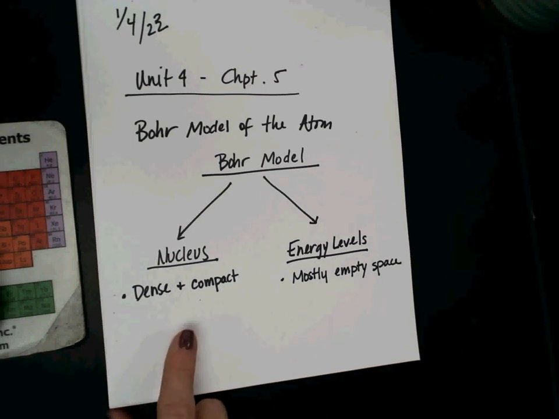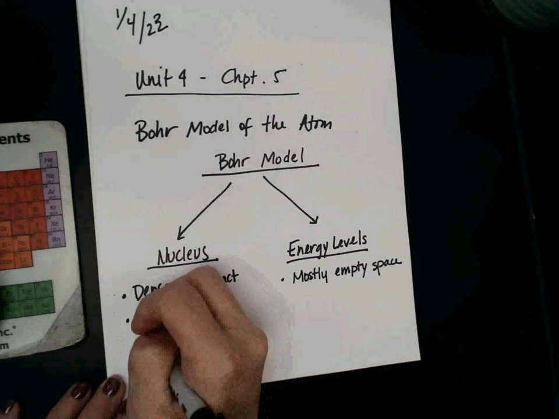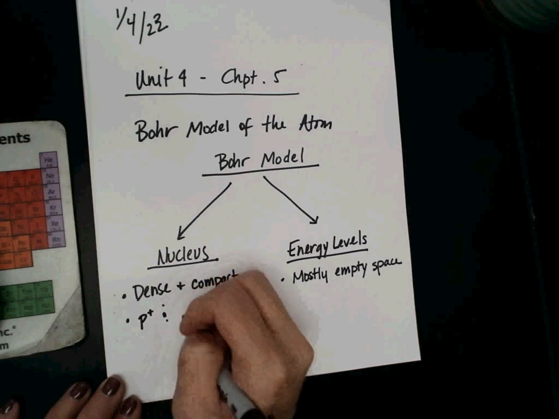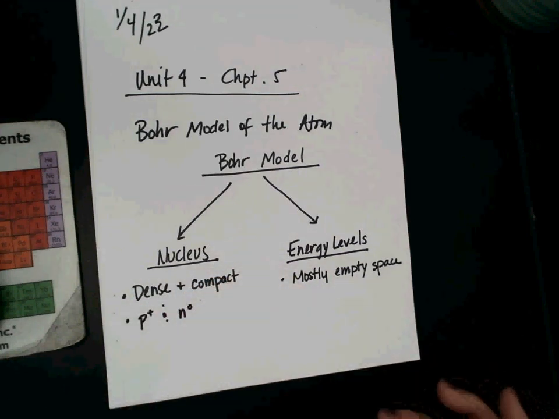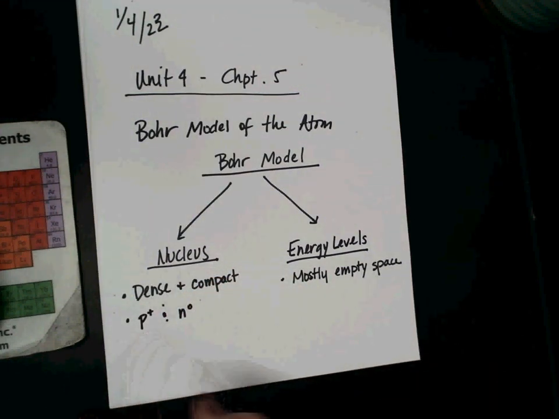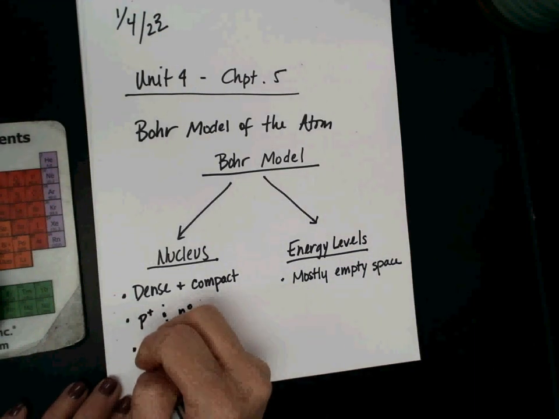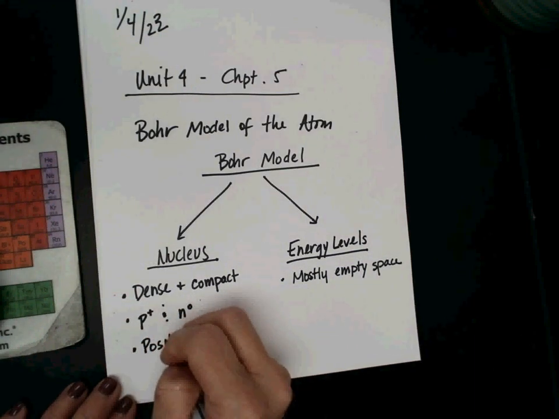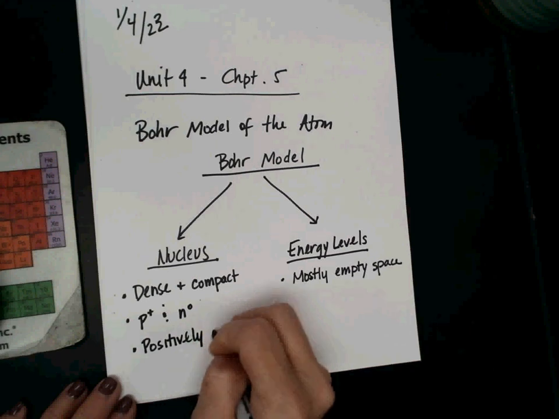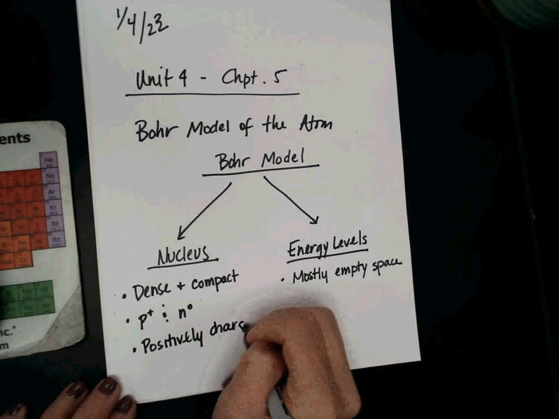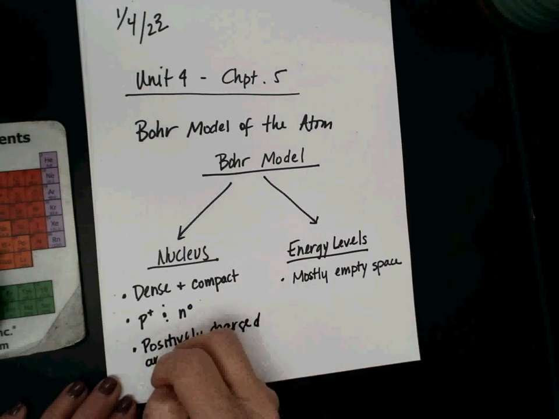Why do you think that? Because neutrons don't have charge. Neutrons have no charge. What else is in the nucleus? Oh, we probably should write that down. I find protons and neutrons here. No charge and a positive charge, so yes, this is a positively charged area.